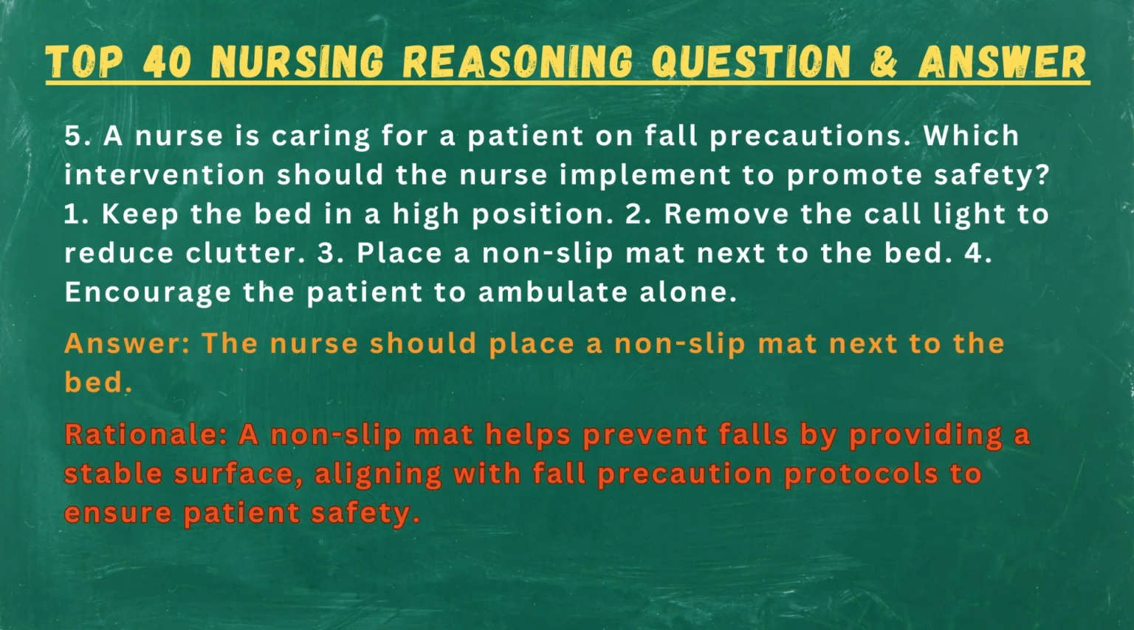5. A nurse is caring for a patient on fall precautions. Which intervention should the nurse implement to promote safety? 1. Keep the bed in a high position. 2. Remove the call light to reduce clutter. 3. Place a non-slip mat next to the bed. 4. Encourage the patient to ambulate alone.